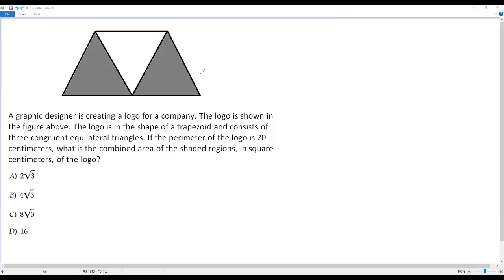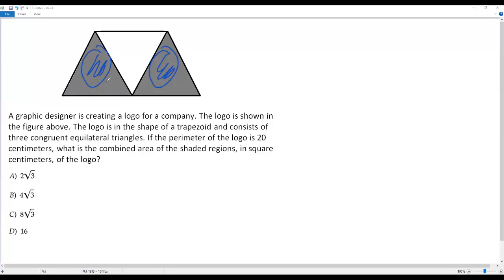If the perimeter of the logo is 20 centimeters, what is the combined area of the shaded regions in square centimeters of the logo? So they ask us to find the combined area of these shaded regions. That means we have to find the area of this equilateral triangle, and the same area will be there for the other shaded triangle, because all three triangles are congruent equilateral triangles. We have to add them to get the combined area of the shaded regions.